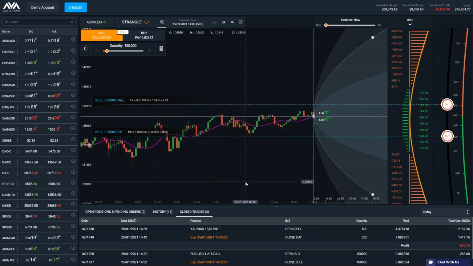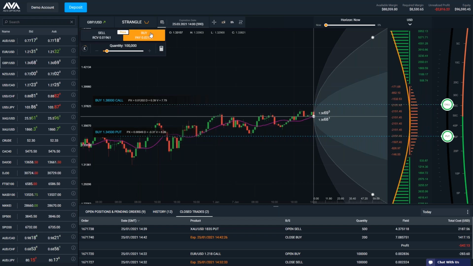You're selling a call and a put, but if you hold it to expiration, you really can only lose on one or the other, not on both, because either the market will be higher, or it'll be within the range, or it will be lower. So that's selling a strangle.